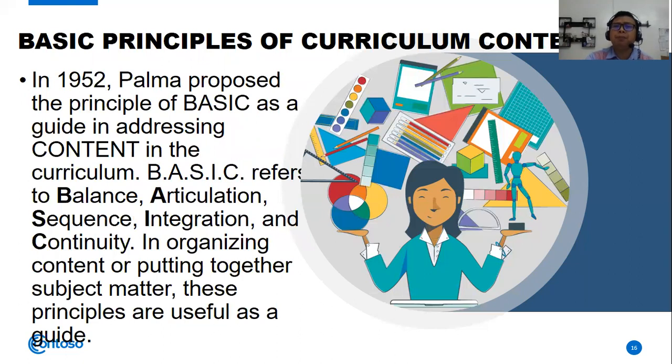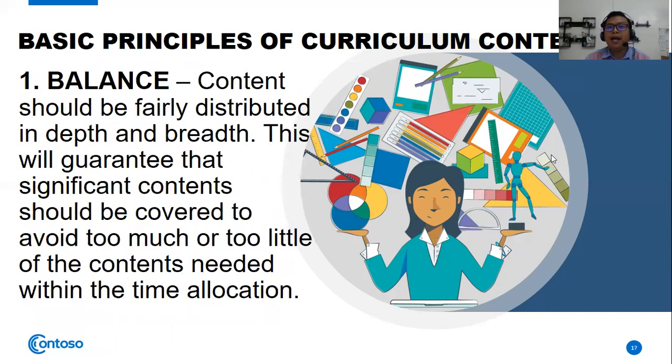There are basic principles of curriculum content. In 1952, Palma proposed the principle of BASIC as a guide in addressing content in the curriculum. B stands for balance, A for articulation, S for sequence, I for integration, and C for continuity. In organizing content or putting together subject matter, these principles are useful as a guide. One is balance. Content should be fairly distributed in depth and breadth. Ang gilawmon ug ang iyang gilapdon.